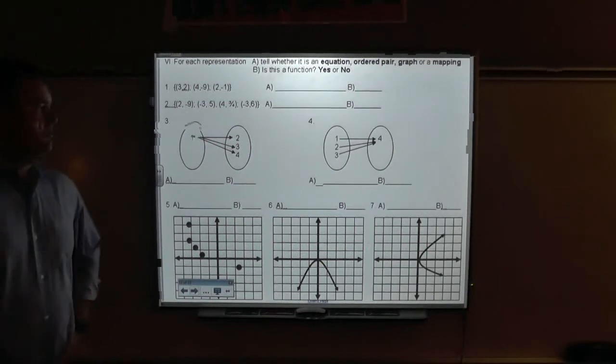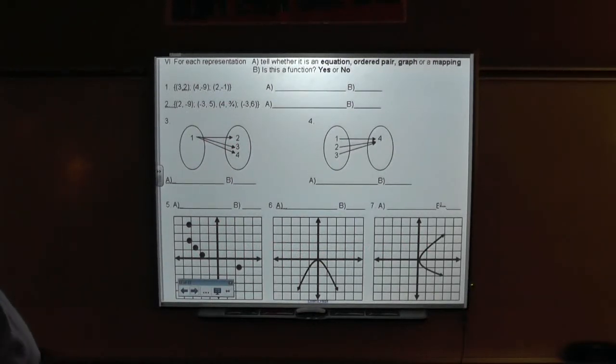Alright. So, got a couple I just want to go through. I want you to pause this for a second. Stop it, and I want you to try to answer these. Then I'm going to give you the answers here in a second. So you pause it right now. Answer these, whether it is or is not a function. Tell me whether it's an equation, an ordered pair, graphing, or mapping. And then you can go over the answers.